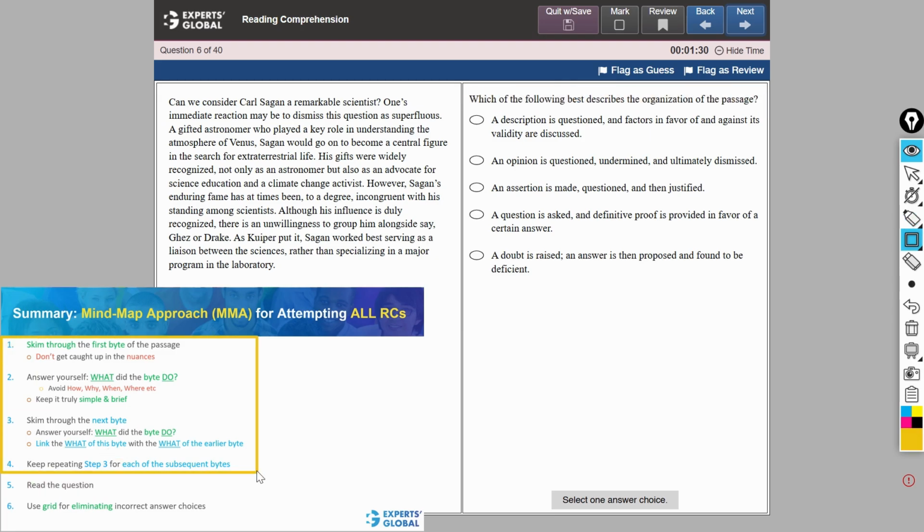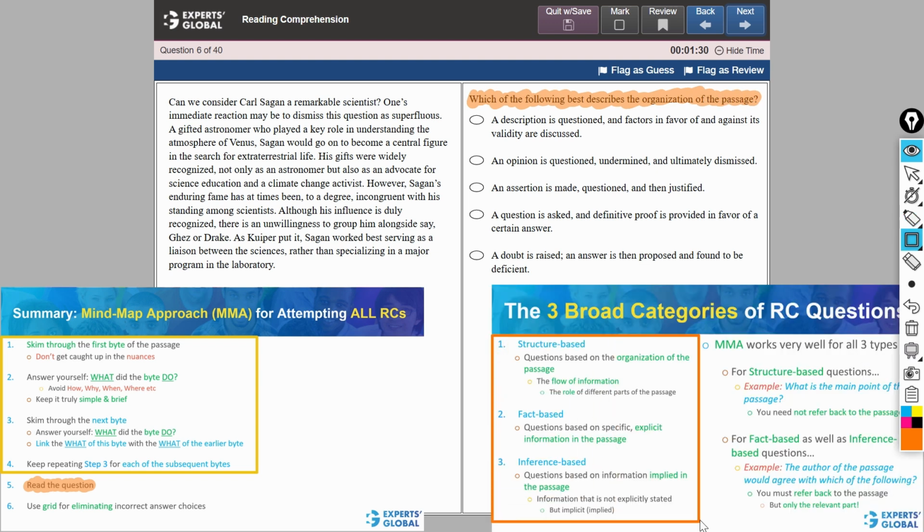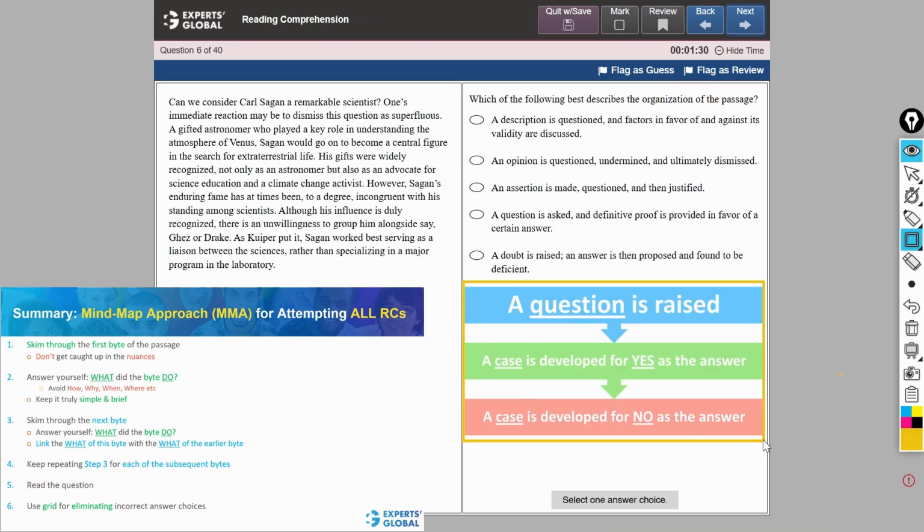Now the step 5, which is to read the question stem. So we completed the first 4 steps here, and now we must read the question stem. We are aware of the 3 categories of RC questions, and we can sense that this is a structure-based question. Therefore, we need not refer back to the passage, and just the mind map is going to be sufficient to answer this question. Choices which start on lines of a question being asked have merit.